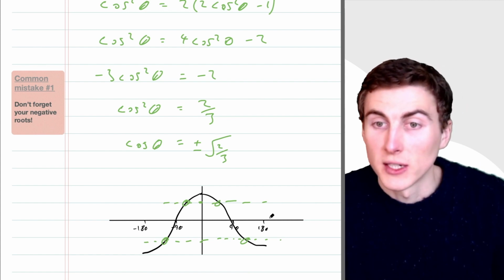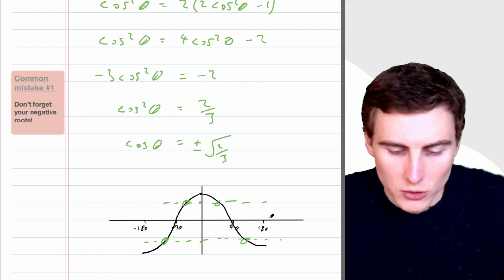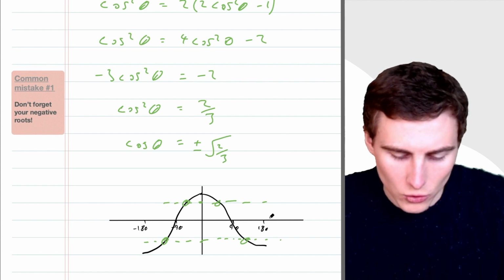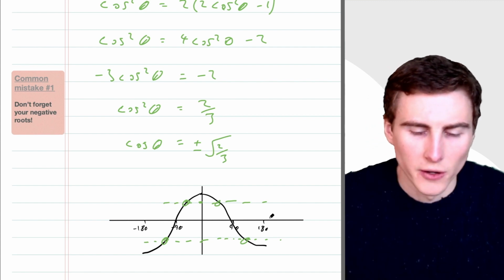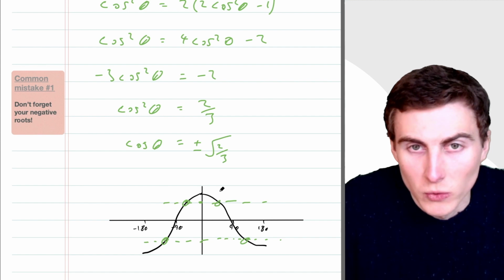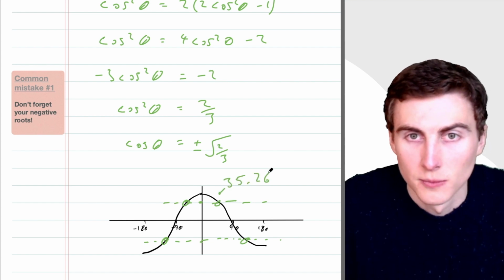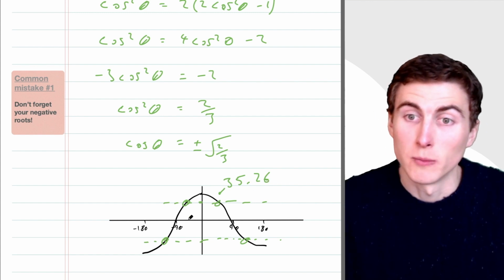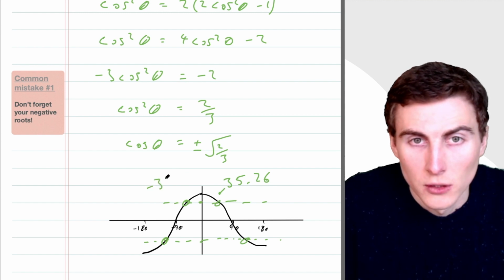So to find out what those are exactly, we're going to plug those into the calculator. So we do inverse cosine of the positive root 2/3, and that gives 35.26. That's probably this one here, 35.26. Which means that there's one over here, because cosine is symmetrical across the y-axis. This one will be minus 35.26.